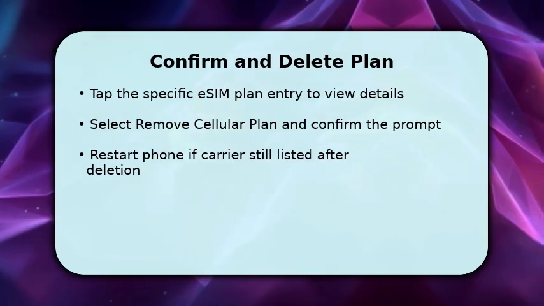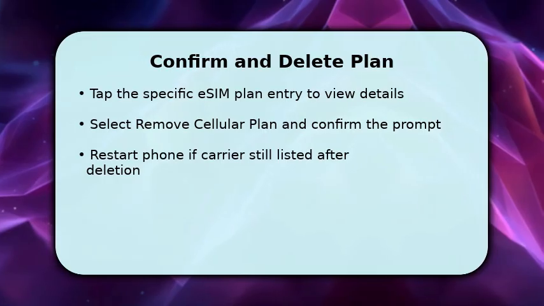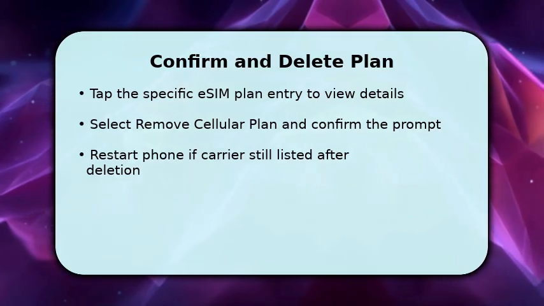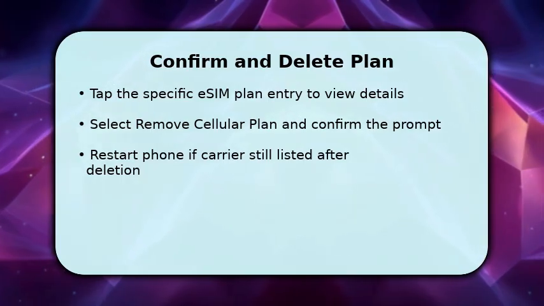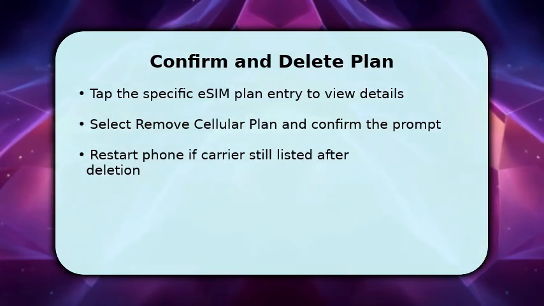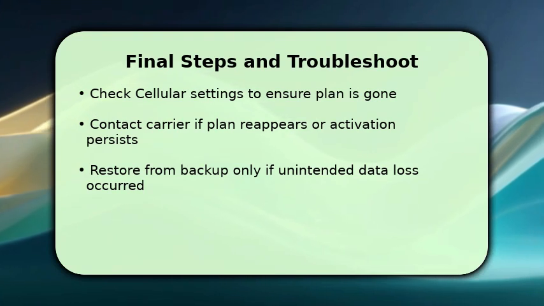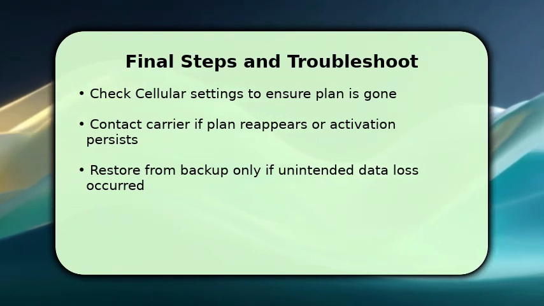If the plan still appears, make sure you're not in the middle of a carrier update. Then restart the iPhone to refresh carrier settings and check again to verify complete removal. Finish by reviewing cellular settings to confirm the eSIM is removed. No plan name should remain.